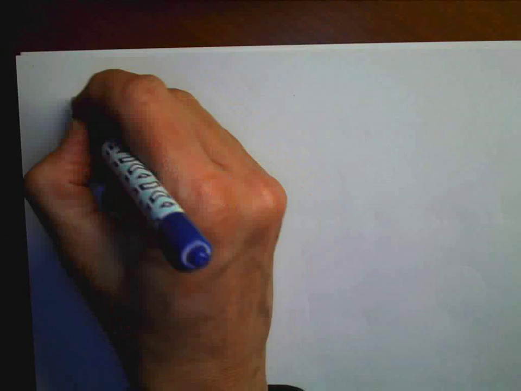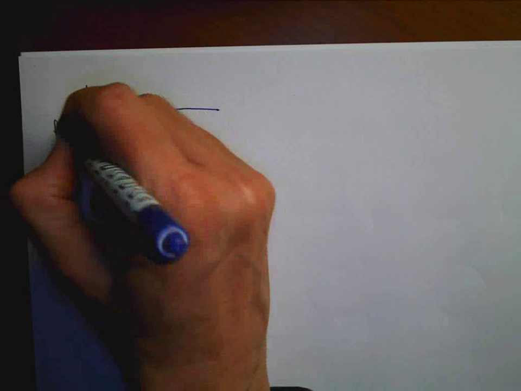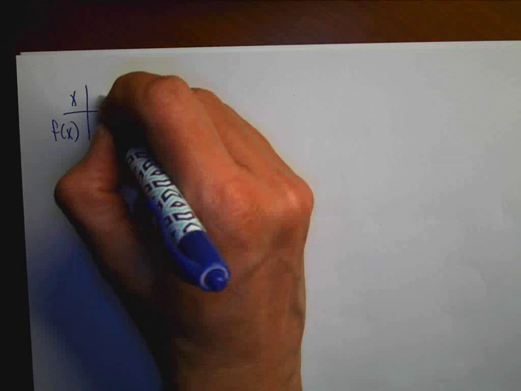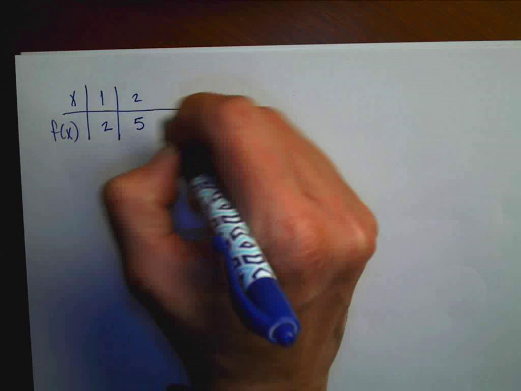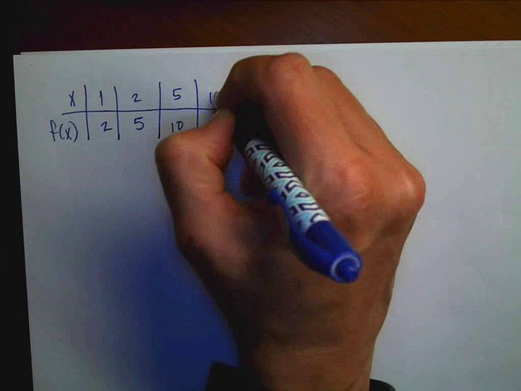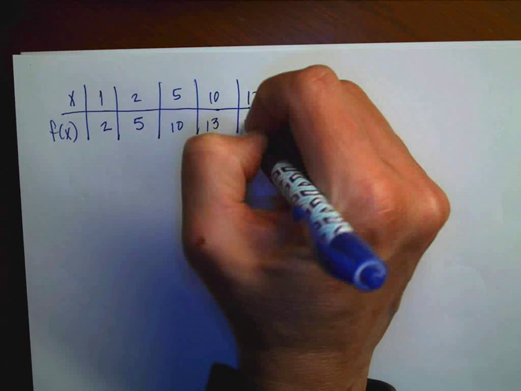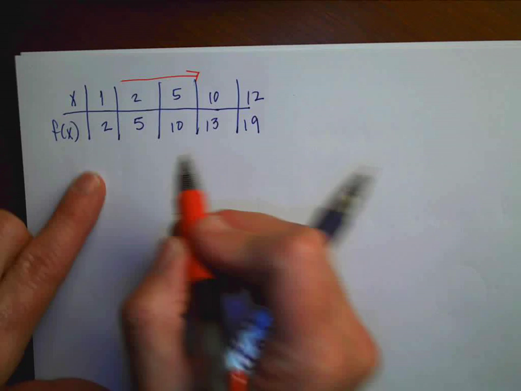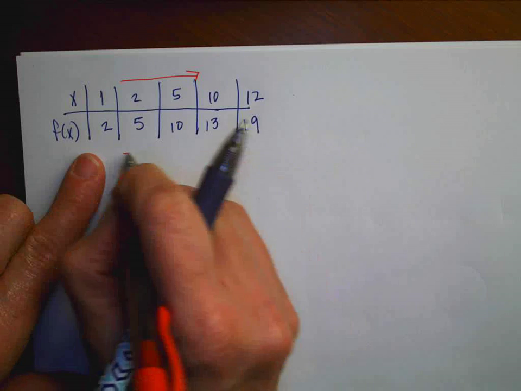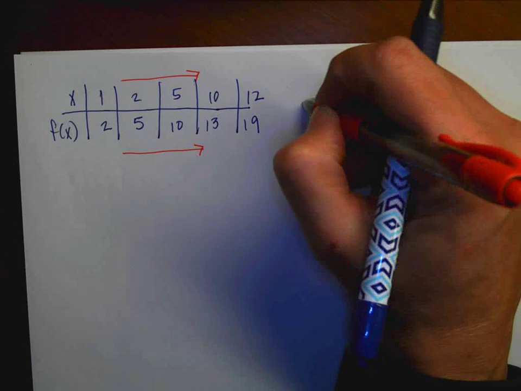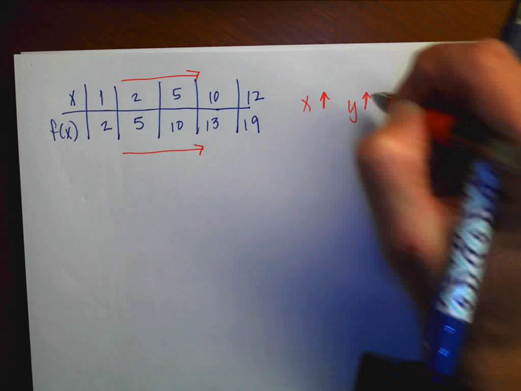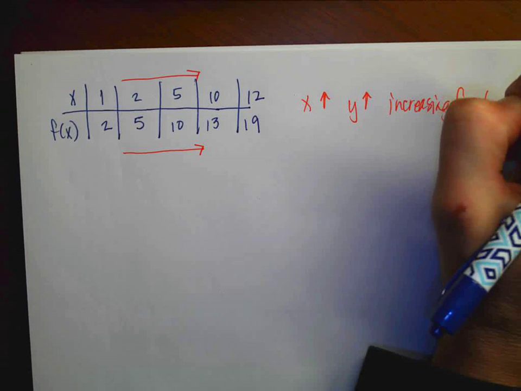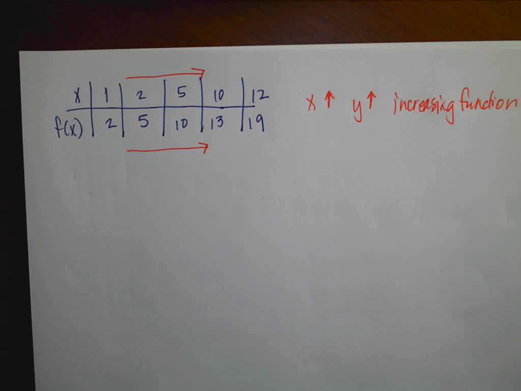Sometimes when we talk about increasing functions, we look at it in a table instead of a graph. And that's okay, because a table is just a numerical representation of a graph. So let's say my numbers were 1, 2, 2 and 5, 5 and 10, 10 and 13, and then 12 and 19. So my x values are getting bigger. And notice that the y values are also getting bigger. Therefore, since x is getting bigger and y is getting bigger, then that means that this is an increasing function. Okay, so that's kind of cool.